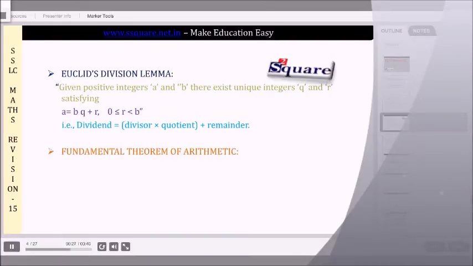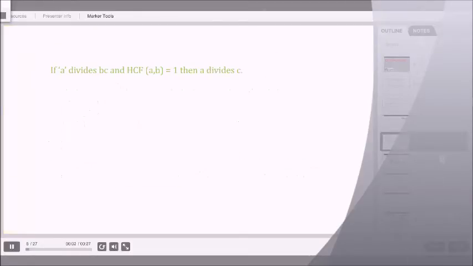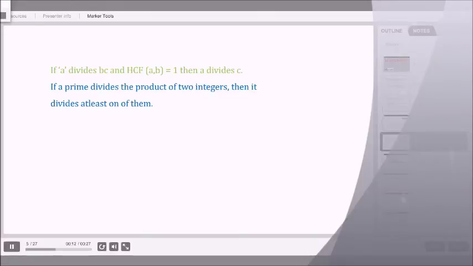So fundamental theorem of arithmetic: every composite number can be expressed as a product of primes, and this factorization is unique except for the order in which the prime factors occur. Next, if a divides bc and HCF of a, b is equal to 1, then a divides c. If a prime number divides the product of two integers, then it divides at least one of them.